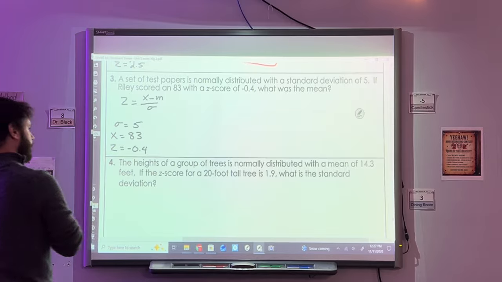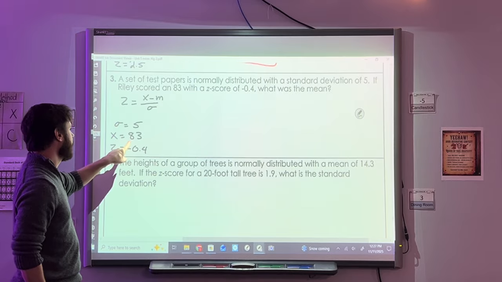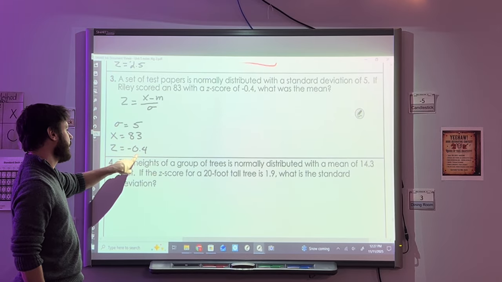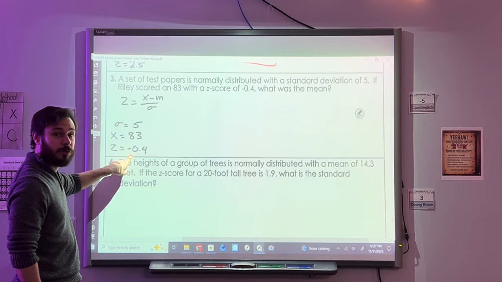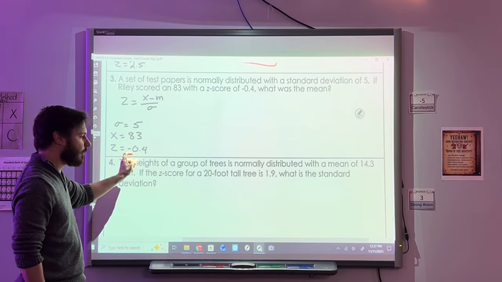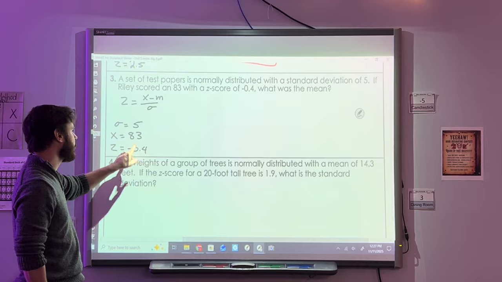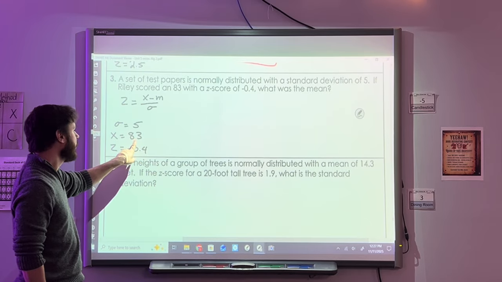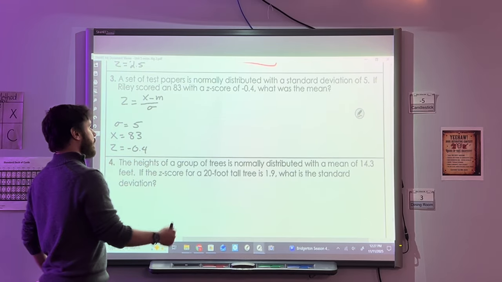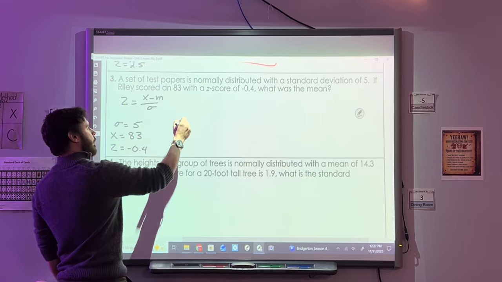So we know that they scored an 83 and their z-score is negative. That means they're below average, just by a little bit, by half a standard deviation or so. So we should see a score higher than this for the mean. All right, let's go in and plug in the values we have into our equation.